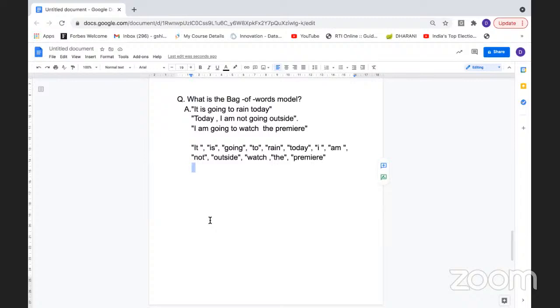The next step is that I have to create vectors, right? Then what do vectors do? Vectors convert the text, right? They convert text that can be used by the ML algorithm, right?